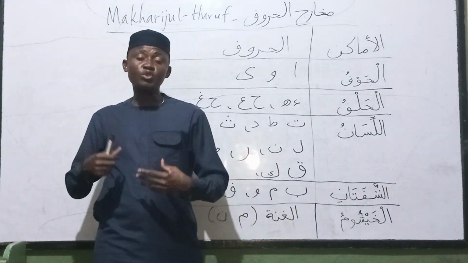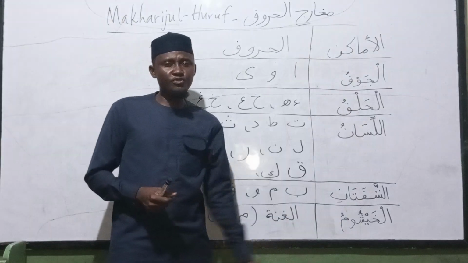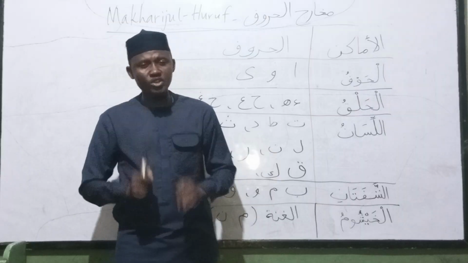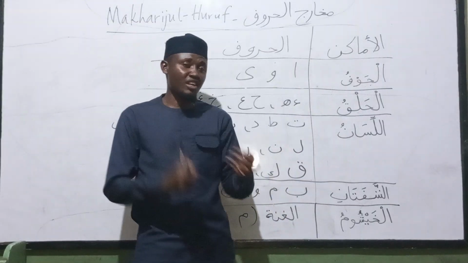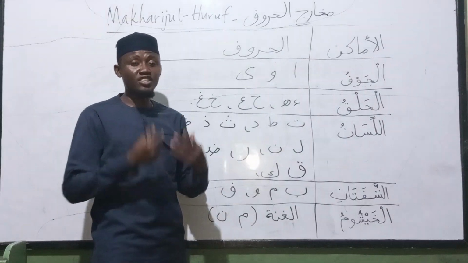I also said in our previous class that from these 5 places, there are 17 points of articulation. Now, let's get right into it. For the first part, which is al-jawf, that is the oral cavity.